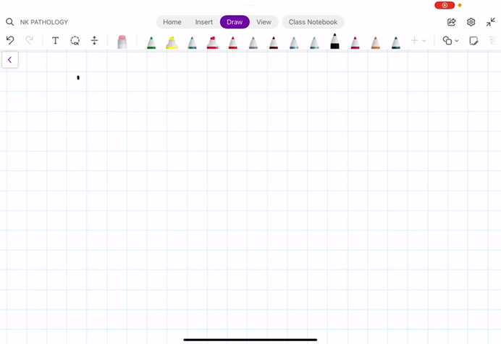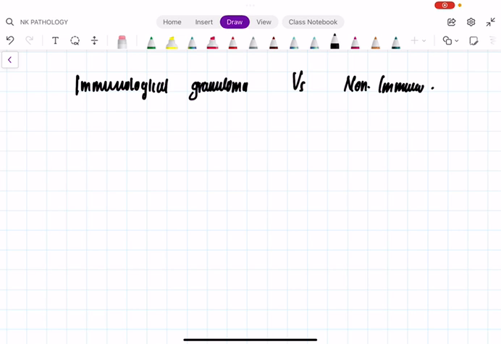First, immunological granuloma versus non-immunological. Fine, let us write. In immunological, that means they are lymphocyte mediated. We have TB, leprosy, sarcoidosis, cat scratch disease. If you remember, in cat scratch disease we have a characteristic granuloma, a stellate or star-shaped granuloma.